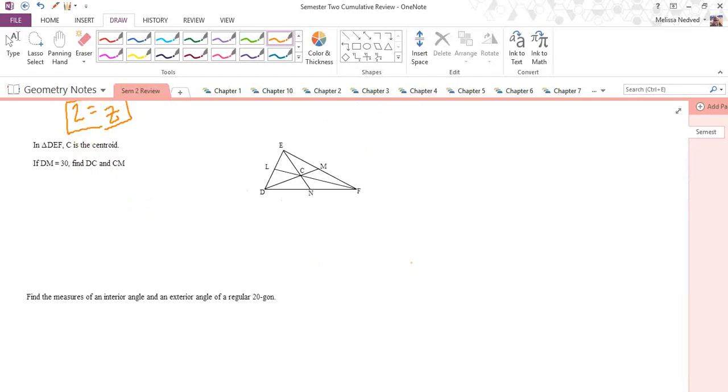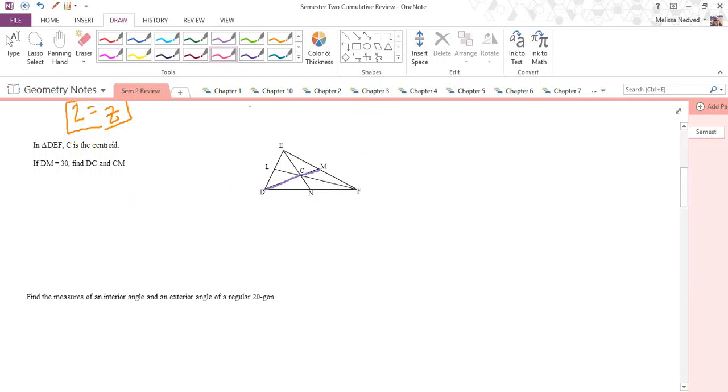So here we're given a triangle, DEF, and we're told that C is a centroid. Just as a refresher, the centroid is kind of like your center of gravity, and it's where the medians intersect. Now within this picture here, we're told that DM, this whole length here, is 30 units long. We want to find DC and CM. DC is from the vertex to the centroid, and CM is from the centroid to the opposite side. So we need to remember something that's true about centroids here.